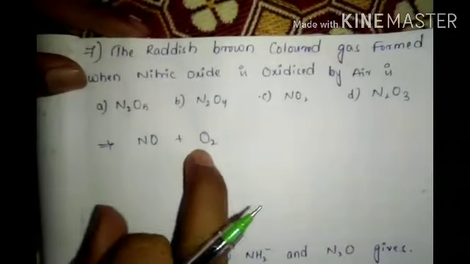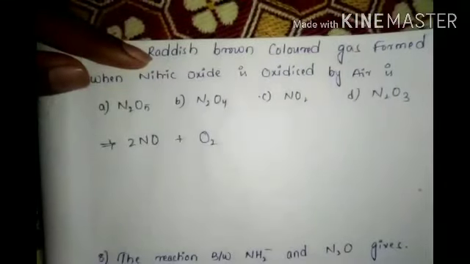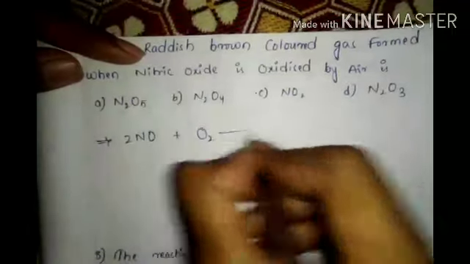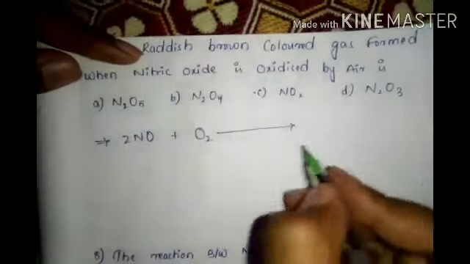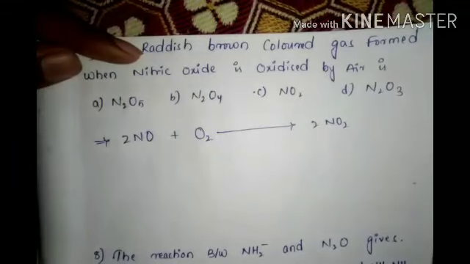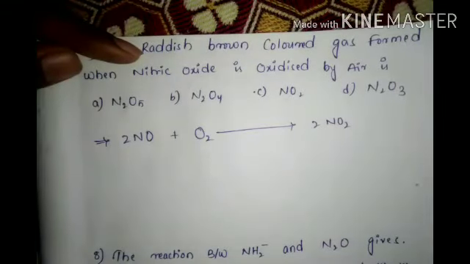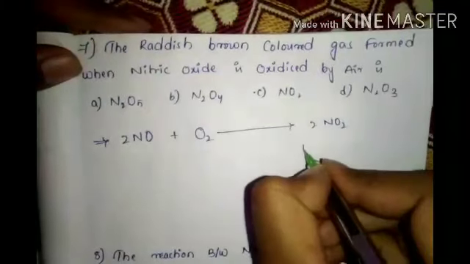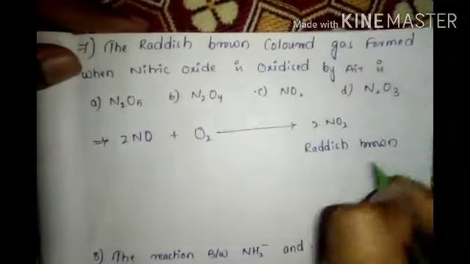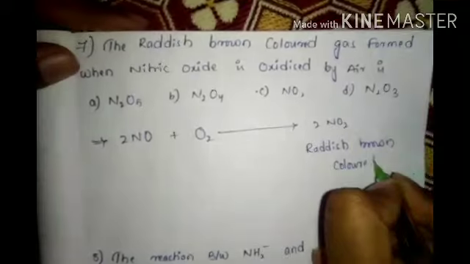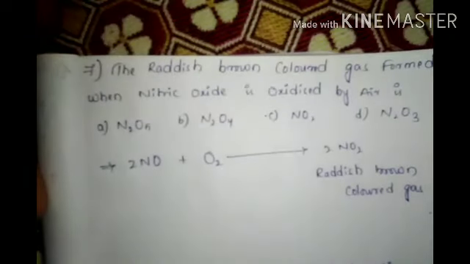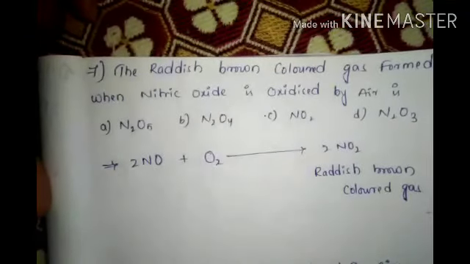Reaction with O2. So 2 moles of O is there, that's why we have to take 2. Now it gives rise to what? This oxygen will mingle with this one, 2NO2. That's it. The reddish brown colored gas is NO2.